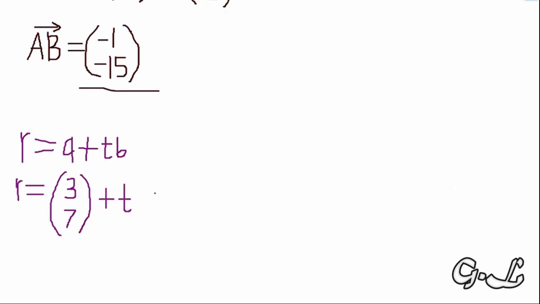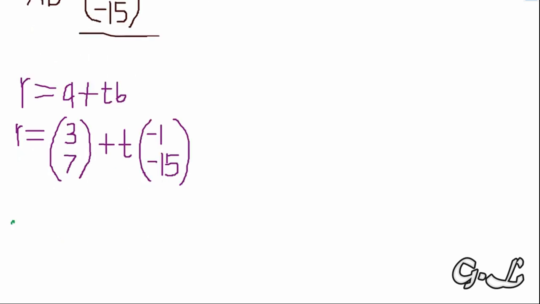And then our T, our parameter, we're going to maintain it as T. If you want, you can replace T with lambda or mu. And then what about our B? Our B, we say that it is representing the direction vector. So there is no need to worry. We already found the direction vector AB. So the only thing that we are interested in is to replace these things. So when we replace, it will be like that.